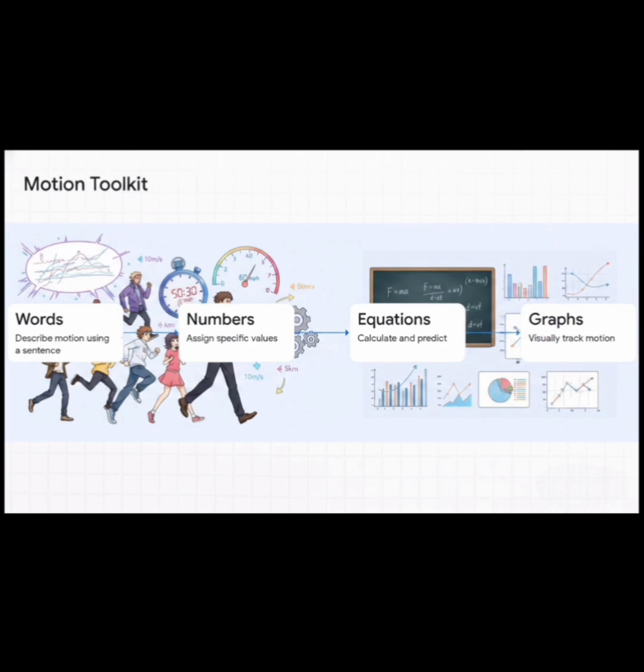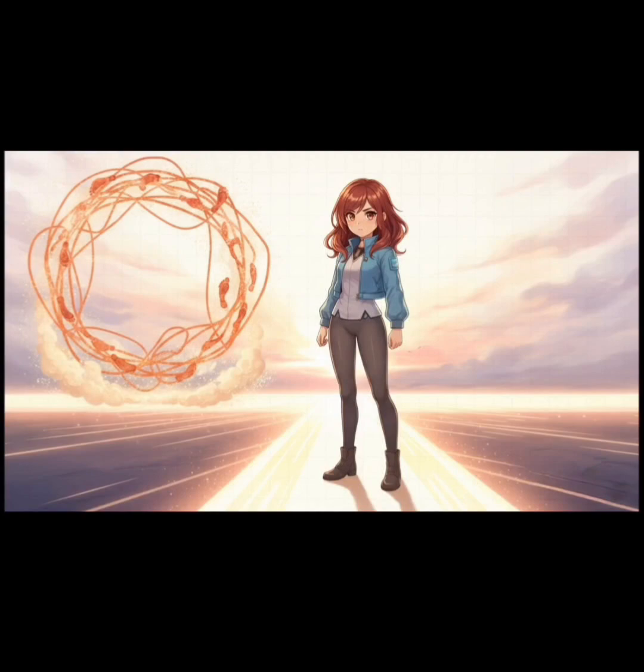We can talk about motion in a sentence using words. We can assign it numbers like 60 miles per hour. We can plug it into equations to predict exactly where an object will be in the future. Or we can plot it out on graphs to visually track a journey over time. Whether it's a scalar or vector, we have these 4 distinct ways to describe its motion to the rest of the world. And I want to leave you with a final thought to chew on.